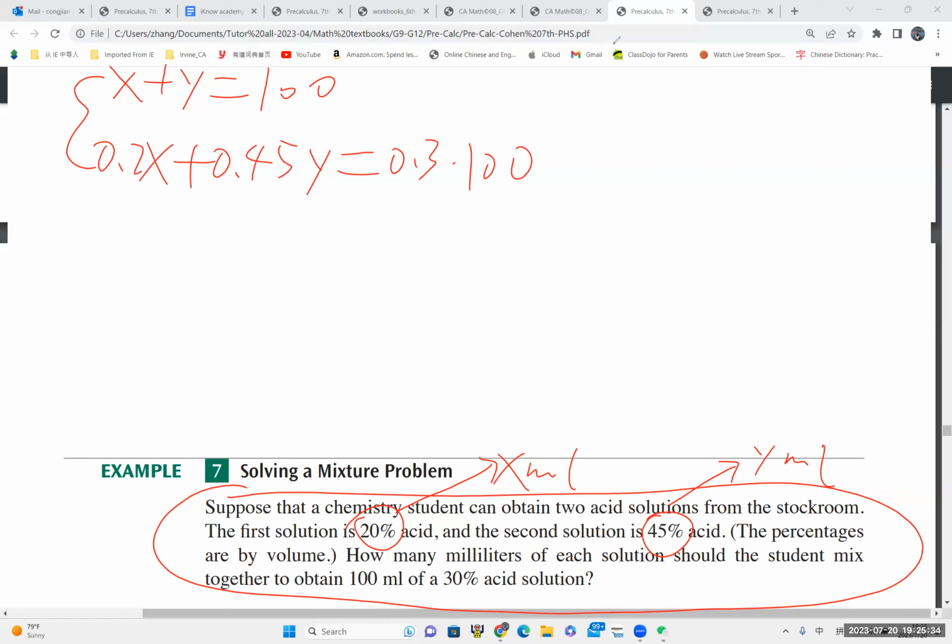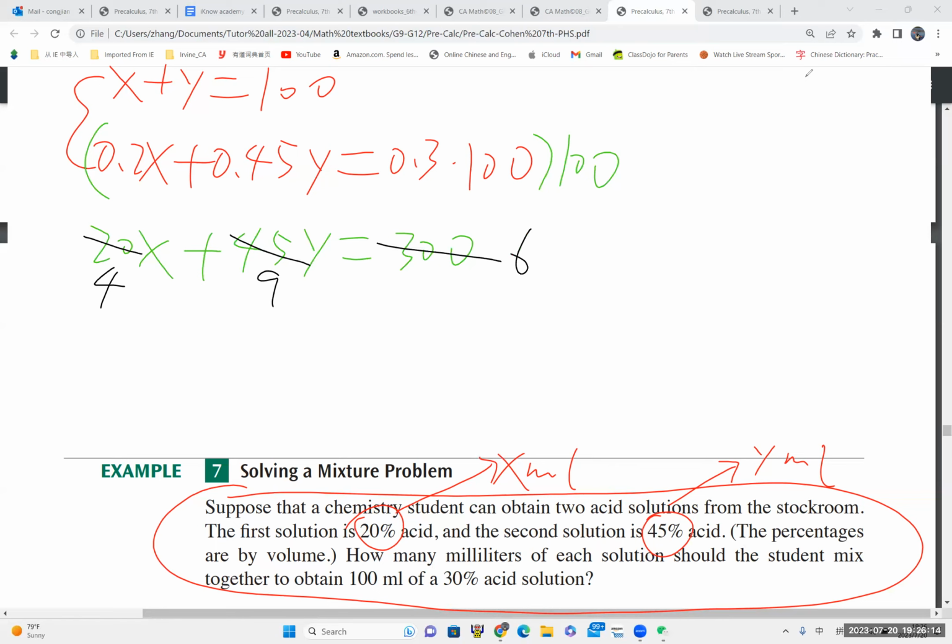Now let's see how to solve this. First, we can turn all of this into whole numbers by multiplying both sides by 100. Then we get 20x plus 45y equals 300. And of course, we can divide by 5. Then here it goes to 4, here it goes to 9, and if divided by 5, here it goes to 60. All right.